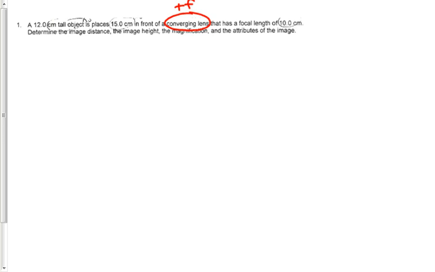Has a focal length of 10 centimeters. Okay, that's going to be our focal length, and it's going to be a positive value. This, by the way, is going to be HO, and this is going to be DO. HO is positive. It doesn't say it's upright, but we'll assume that it is. The object distance is always going to be positive. We want to determine the image distance, the image height, the magnification, and the attributes, which we're going to get from those things that we just solved for.